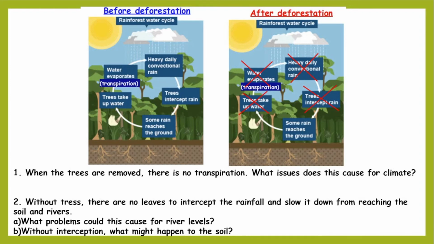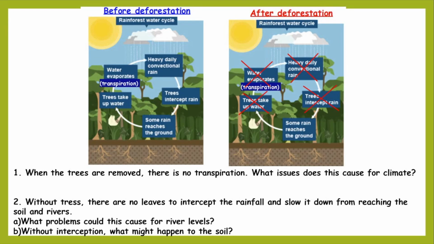So 2A, the problems it would cause for the rivers: no interception means the soil becomes saturated more quickly, which means there's no infiltration, causing too much surface runoff, causing the rivers to overflow more quickly. So it increases the flood risk.